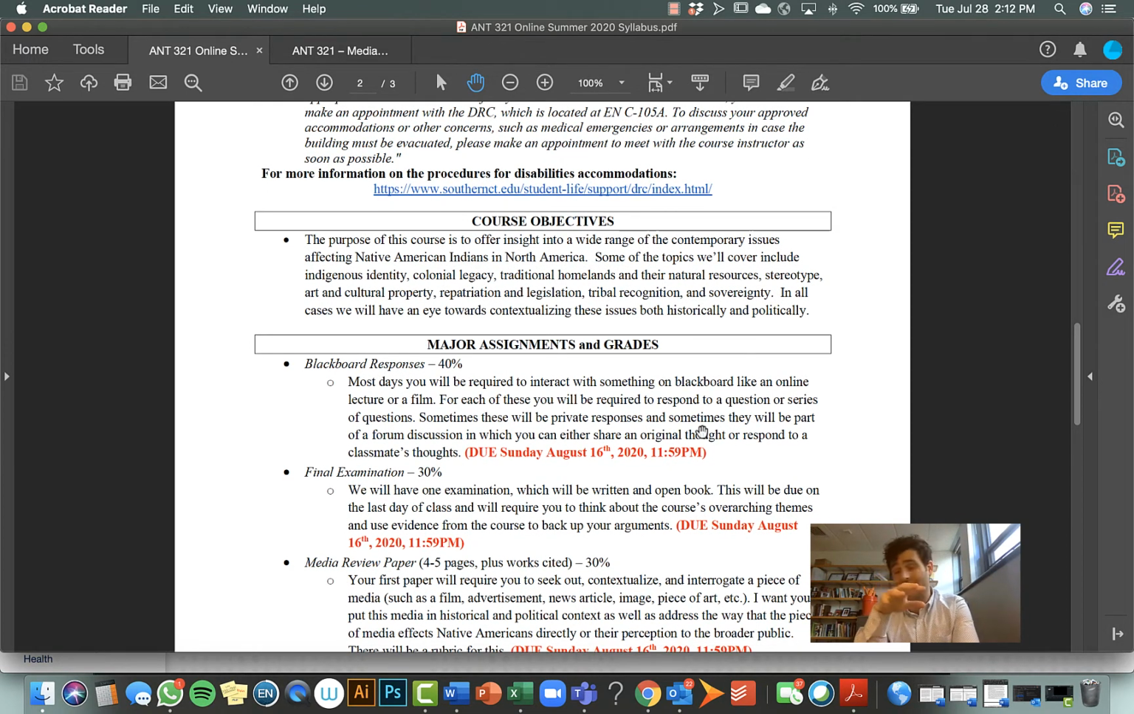In terms of course objectives, I mentioned before, this course has a sort of subtitle. The name of this course, Indians in North America, is a very old-fashioned name, as you might gather. It's not necessarily, well, let's not get into that now. I've sort of subtitled the course, Contemporary Native America.